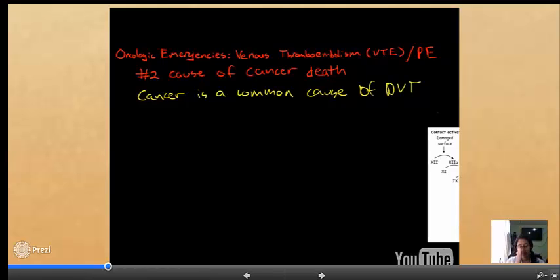Now, what does that mean? That doesn't mean that I'm recommending that everybody that presents with a DVT needs an instant pan scan, but it does mean that if you have a patient that presents with a newly diagnosed DVT, you should have cancer in the back of your mind, and you should be asking those important history questions like, have you had significant weight loss? Have you had significant fatigue? Have you had a chronic cough? Have you had changes in bowel or bladder habits? Have you had any evidence of GI bleeding?